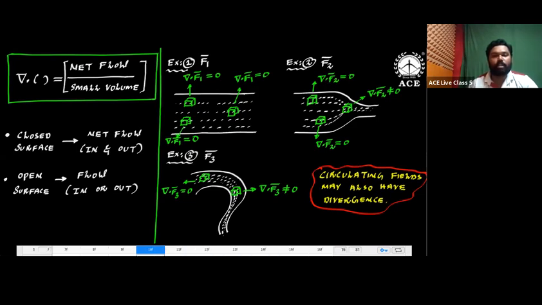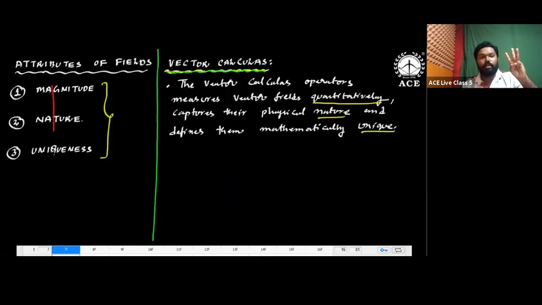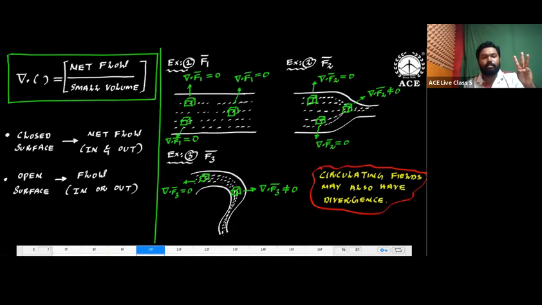Let me focus on the curl as well. After that, I need to justify the 3 words. What are they? Let me go back. Don't forget these 3 words: magnitude, nature, and then uniqueness. Let me discuss the curl and divergence separately. So we have interpreted the divergence here. Now let us focus on the curl. Fine. So the curl of a vector field.